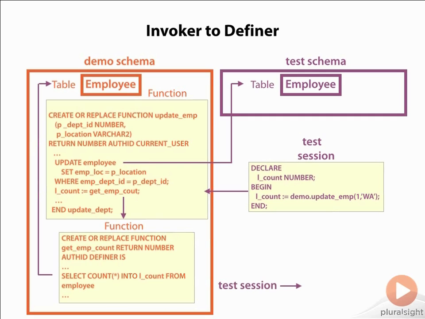So, when the test session calls an invoker's write program, the program will run under the privileged set of the test user and will resolve the external references in the DML statements and the dynamic SQL statements in the test schema. But when the invoker's write subprogram in turn calls a definer's write subprogram, it runs under the privileged set of the definer, which is demo, and the external references will be resolved in the demo schema.